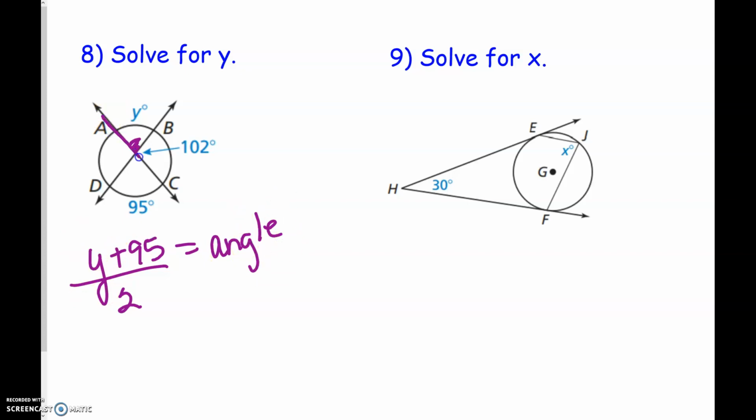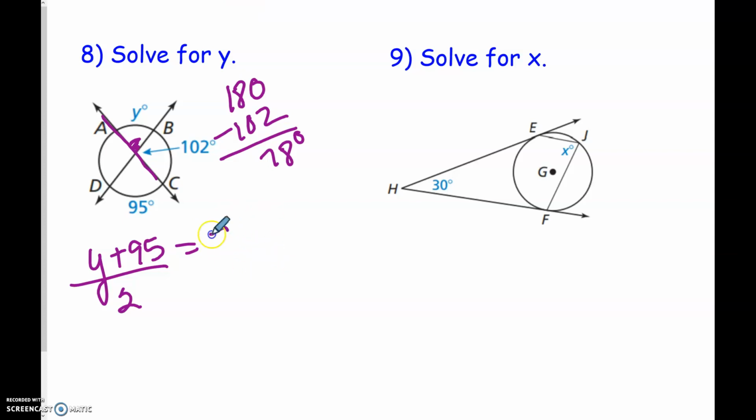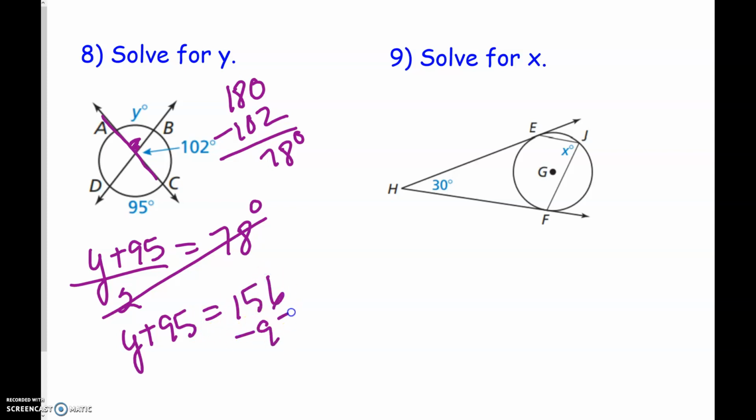But this is a linear pair from way back, probably chapter 1. So if we take 180 minus 102, it's going to give me that angle measure that I'm looking for, and I think that comes out to be 78. So I am just going to put in here, instead of that angle, the 78 degrees I just found. Okay, so I'm going to multiply by 2, and then I'm going to subtract my 95. So I get y plus 95 equals 156. Subtract 95, and y ends up being 61 degrees.